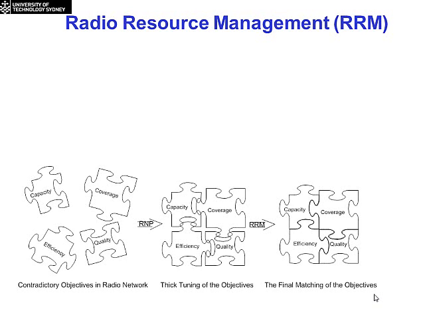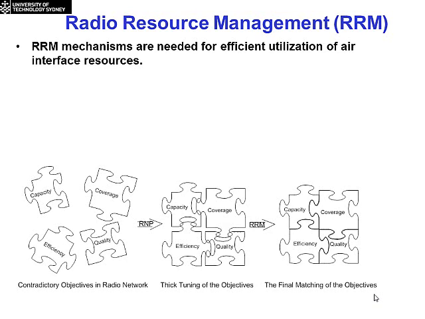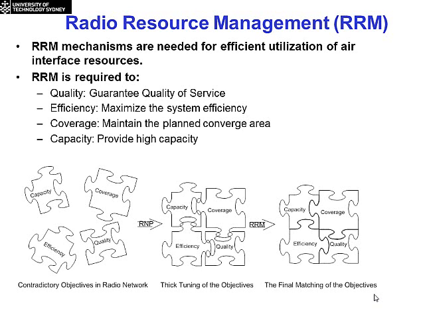the 4 important parameters that you have are the capacity. Capacity refers to how many users we can carry at any one time. The coverage is the geographical coverage area. The quality is in terms of the quality of the service the user is obtaining, and efficiency is how efficiently we are using the resource that we have. Essentially the RRM mechanisms are needed for efficient utilization of our air interface resources. So we have all these: quality, efficiency, coverage, capacity.